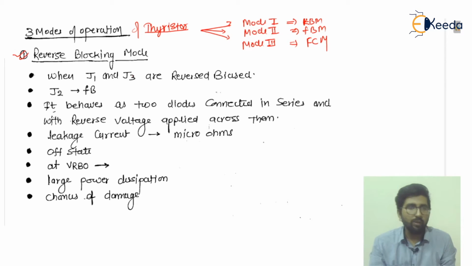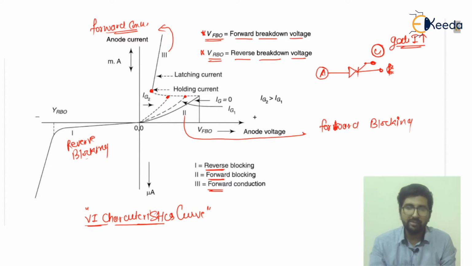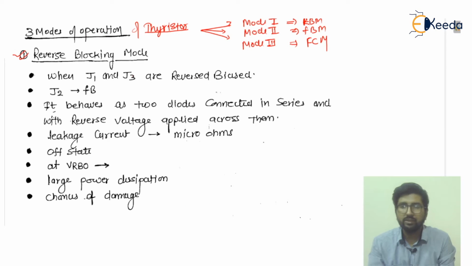This is all represented by this VI characteristic curve, in which I can say that this is called the reverse blocking mode. This is up to here. Below the holding current is your second, that is the forward blocking mode, and this is the third one, the forward conduction mode, which is called the on state of the thyristor. Okay, so let's proceed and discuss one by one.